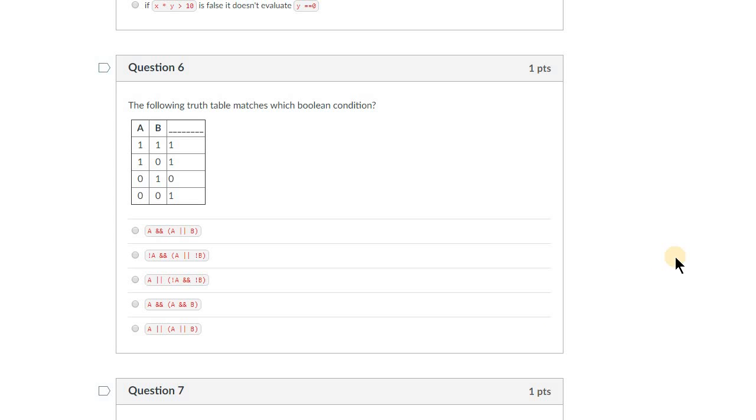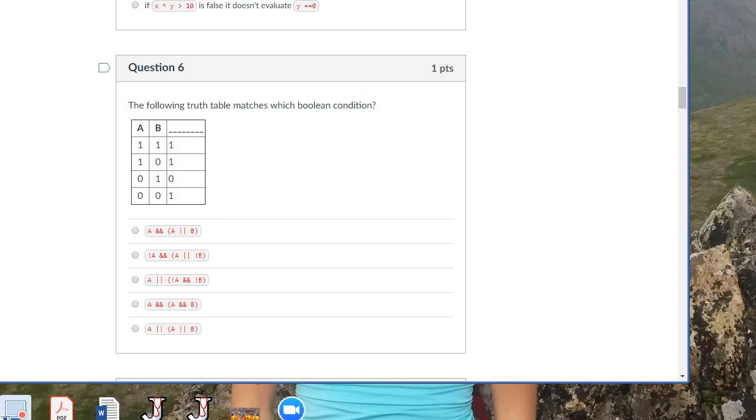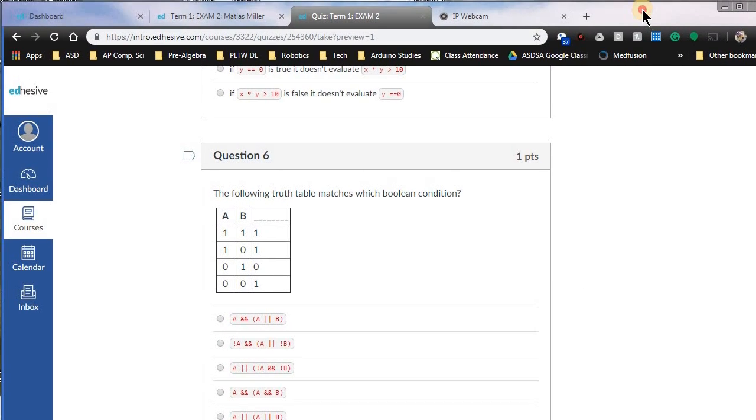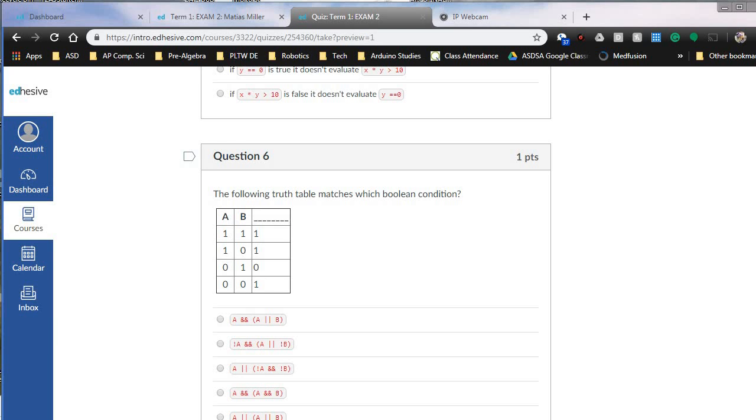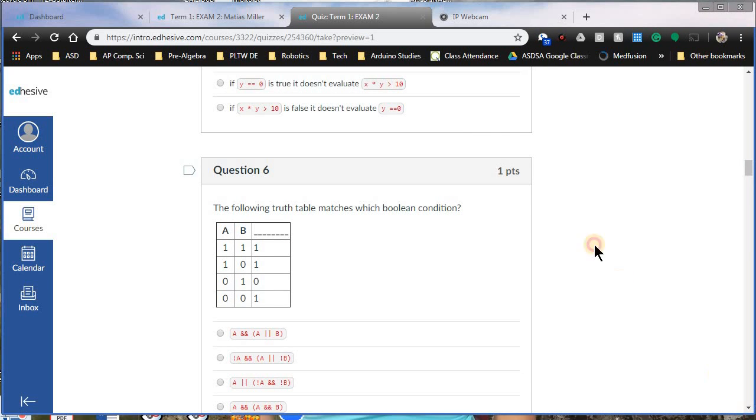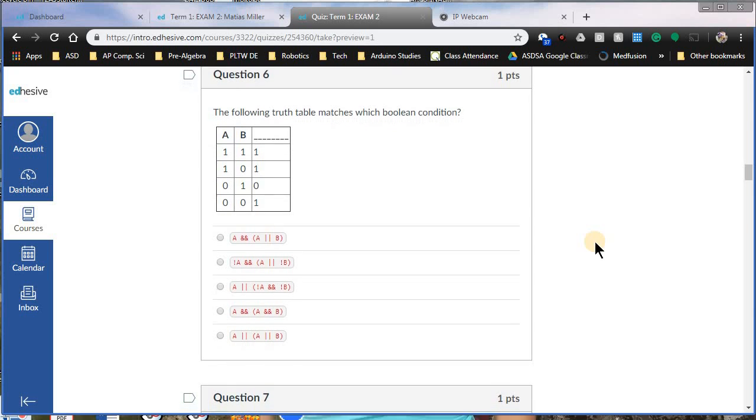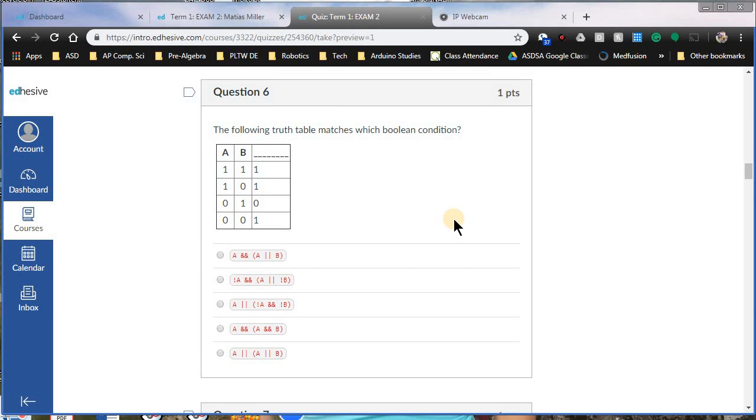All right, well, in this class, there's a lot of questions that come up about Boolean logic. Let me rearrange this here a little bit. Boolean logic is an important part of computer programming, and it's important to understand it. So here's one of the questions that was actually on one of the exams, and I'll go ahead and just go over it with you guys.